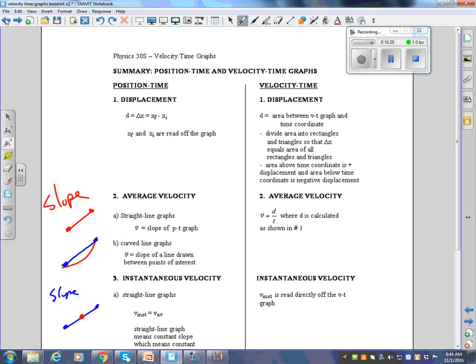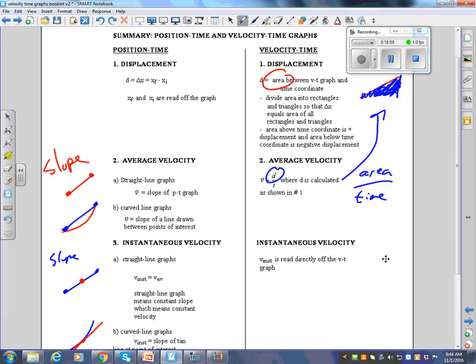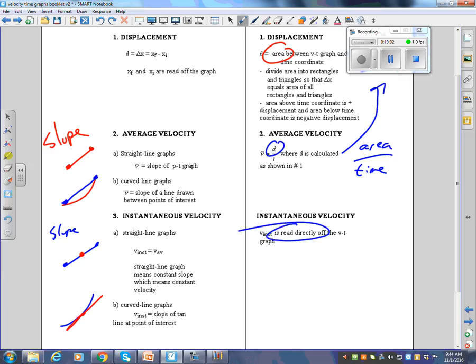Velocity time graphs. How do you find displacement? You have to look for the area. So it's this kind of deal, right? Finding area. How do we find average velocity? Use v bar equals d over t, where d is calculated as shown in number 1, right? So it's basically the area divided by the time. If you're asked to find instantaneous velocity, it's easy. You simply read it off the graph.